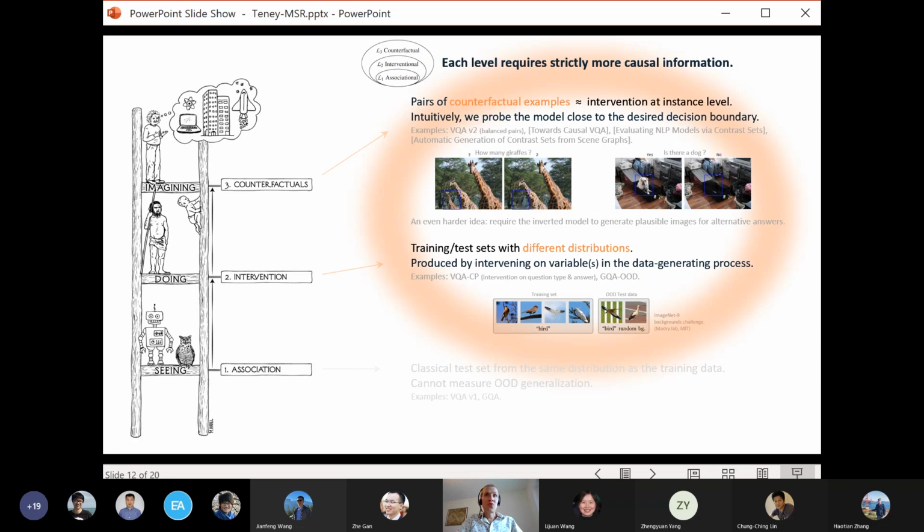That's because we know that the 3 levels are strictly increasing in difficulty. Each level requires strictly more causal information. And so overall, this analysis is useful because it shows that some benchmarks are indeed better than others, in the sense that they test the models for better causal reasoning.